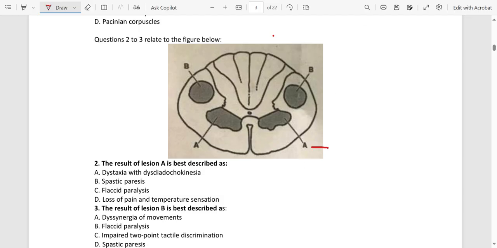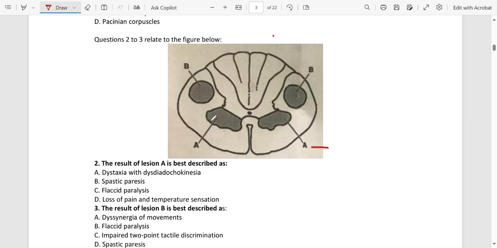But at the same time, you also have some other tracts that are ascending in nature. For example, the spinothalamic. This one starts from the spinal cord and goes upwards, so it's going from the spinal cord upwards. All right. Okay. So we have identified the tract already in this case. That's the corticospinal. So question 2 is saying the result of lesion A is best defined as.